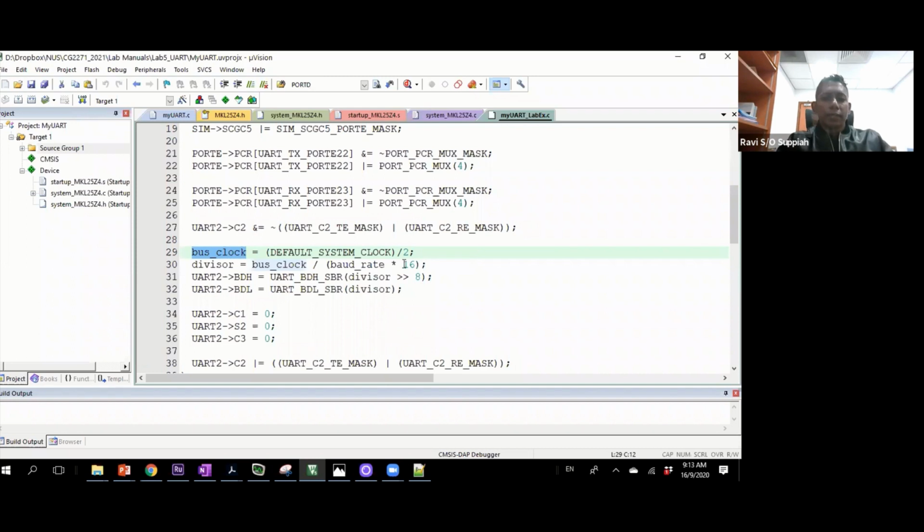So when you want to find the divider, you are going to transmit or receive at a particular baud rate. The bus clock divided by the baud rate will give you the divider, correct? So what is the scale I want to divide by? But in the denominator, you see a times 16. Can anybody remember why we have to do this times 16?